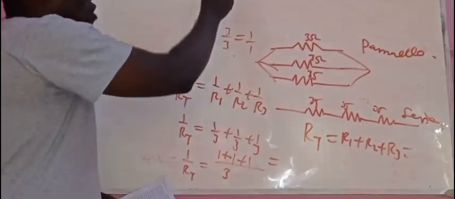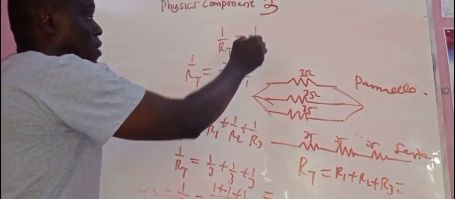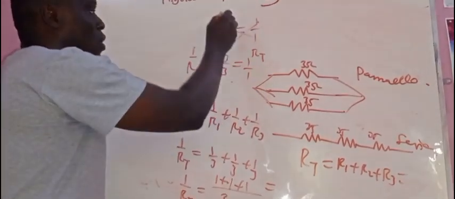Is that also? Yes. You now cross multiply. Okay? Please make sure you are following what I'm doing with your camera. Cross multiply. This cross multiply. R2 times 1, R2. 1 times 1, 1. So it is 1 whole.